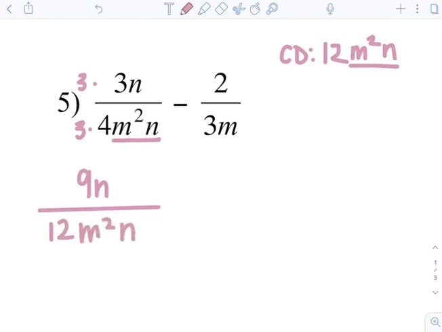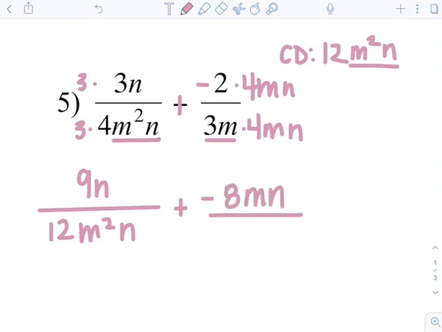12m squared n. Okay, and then you got to ask yourself in the second fraction, how can I make that denominator be 12m squared n? Well, I know I can multiply by 4. And then how can you make m squared? Well, you can multiply by m, and we're missing that n, so I'm going to multiply by n as well. And then multiply the numerator by that. I'm sorry, I forgot to make this addition and then distribute your negative. So I'm multiplying negative 2 by 4mn. So that becomes negative 8mn over 12m squared n.